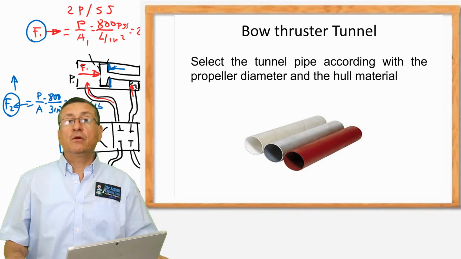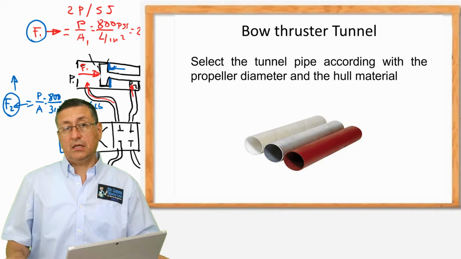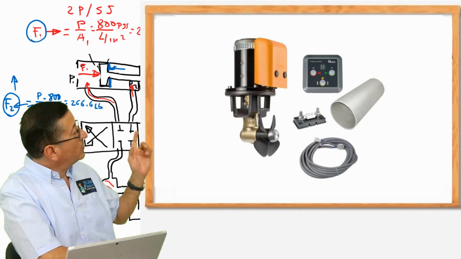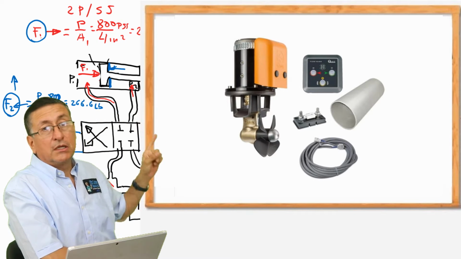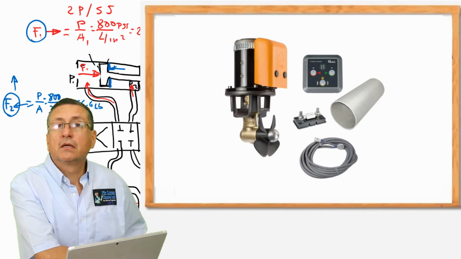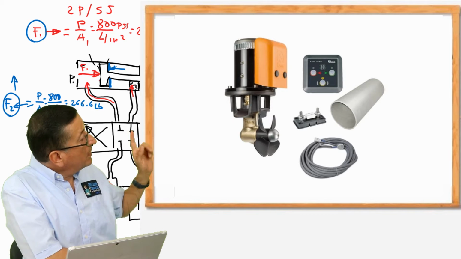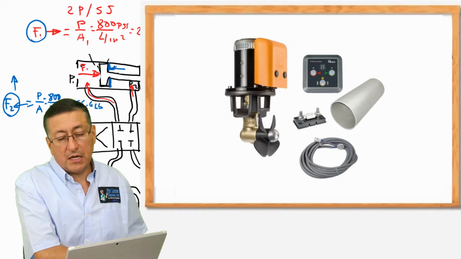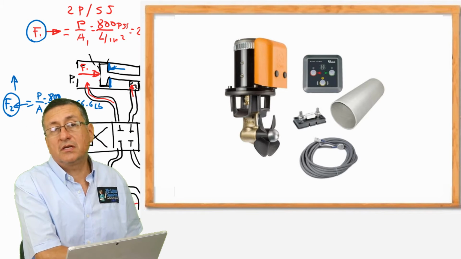The tunnel comes when you order the bow thruster. The bow thruster comes with the tunnel, the harness, and the control box. Those elements come in the kit. And the tunnel is in fiberglass.